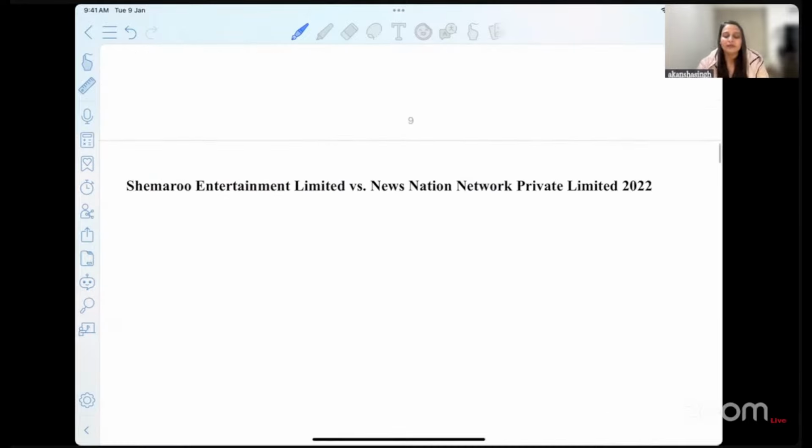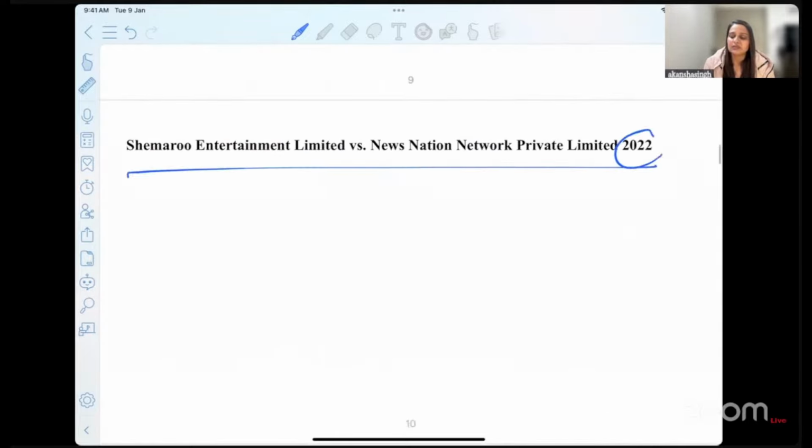Then we also have Shimaru Entertainment. This is a 2022 case wherein we saw some facts that are very similar to the question that has come before us. So my request here would be that whatever you are reading, let's say you are reading the Copyrights Act, Arbitration Act, because civil part 2 of the exam has very few subjects. It has CPC, Limitation Act, Registration Act, Copyrights Act, and then your Arbitration Act. Okay, so a very handful of sections.